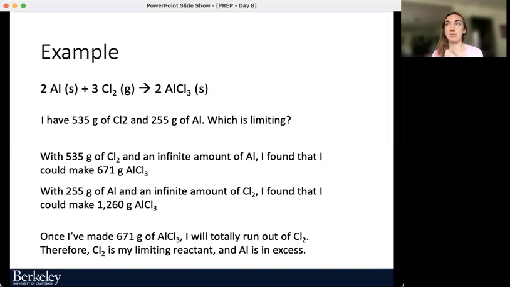So in practice, all you need to do is pick each of your reactants separately. With 535 grams of chlorine and an infinite amount of aluminum, I could make 671 grams. With 255 grams of aluminum and an infinite amount of chlorine, I could make 1,260 grams of AlCl3, but I don't have an infinite amount of chlorine. I only have enough chlorine to make 671 grams. So chlorine is limiting and aluminum is in excess.